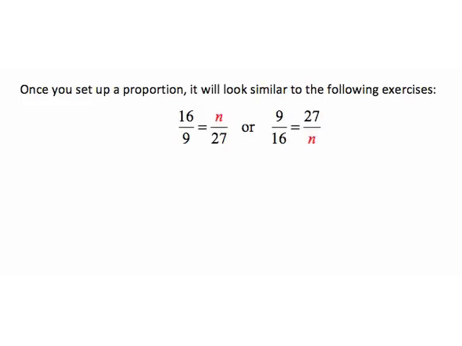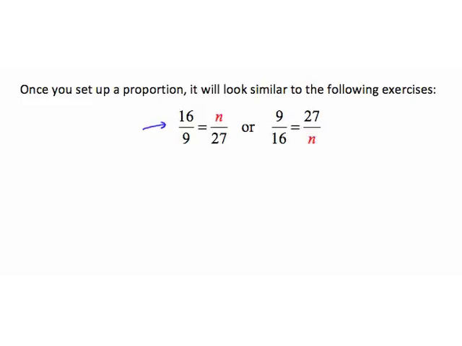Once you set up a proportion, it will look similar to the following exercises. So from our example with the television set, if we take a look at our first proportion here, we have the given ratio 16 to 9. And in this case, the television set was 27 inches high. So we need to find the width. We don't know what that is, so we represent that with a variable n. So this proportion would read 16 to 9 is n is to 27. And notice we have an unknown value that we're going to be solving for in this proportion.